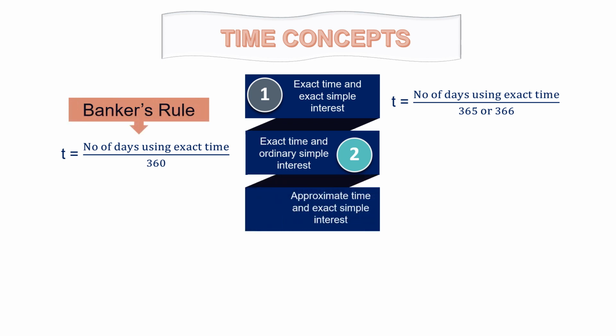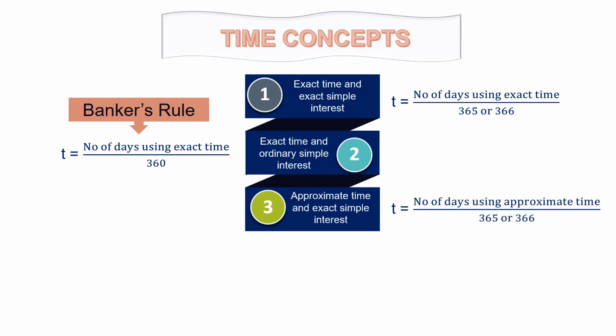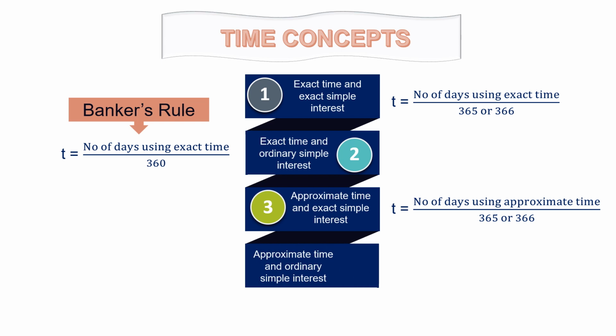The third method is approximate time and exact simple interest, where t is equal to the number of days using approximate time divided by 365 or 366. The fourth method is approximate time and ordinary simple interest, where t is equal to the number of days by using approximate time divided by 360. We will see the example in the next video.